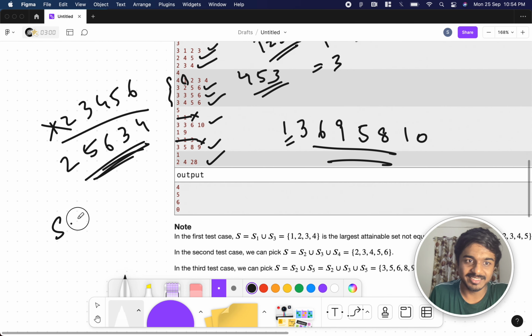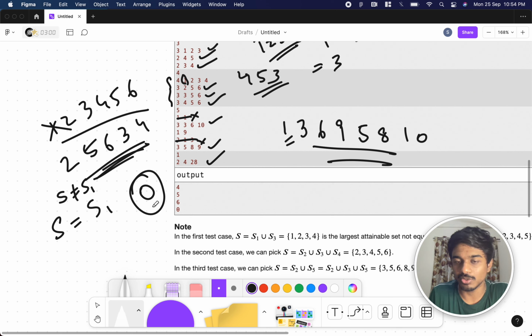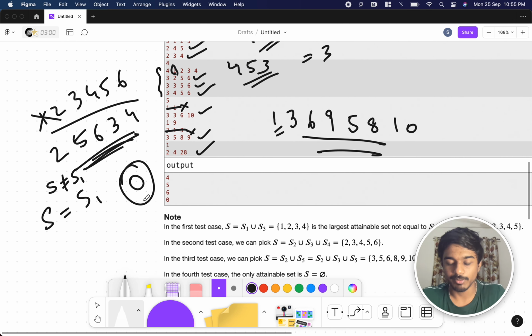So for s is equal to s1 here, if I want to make s not equal to s1, that is not possible. So you have to print 0. 0 is an empty set. So 0 is the maximum number of elements. How do we do it?